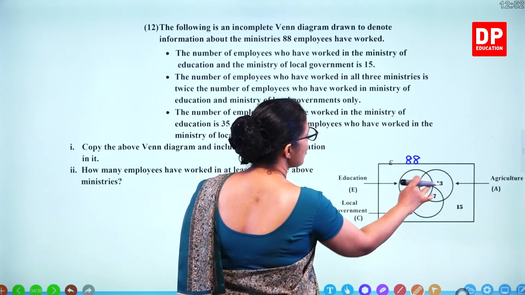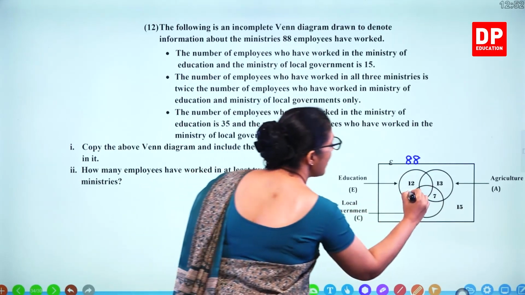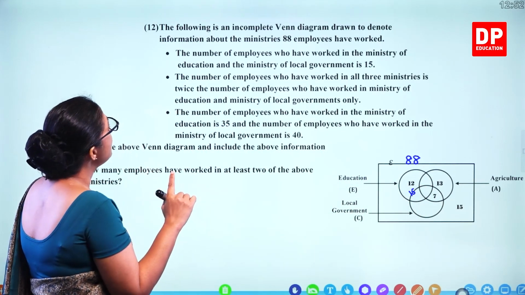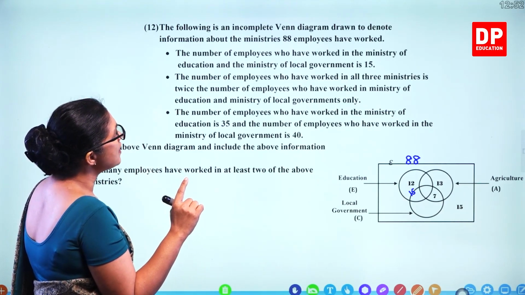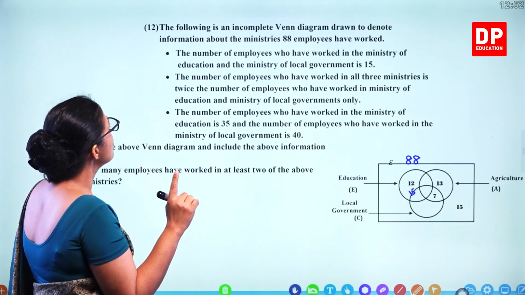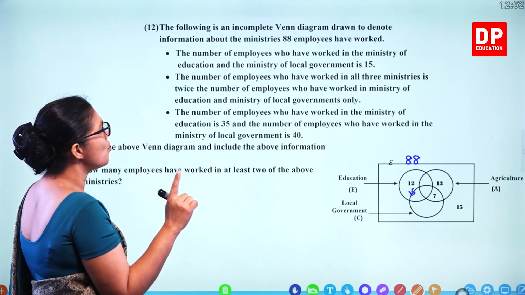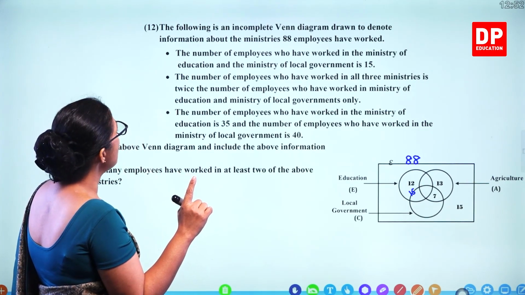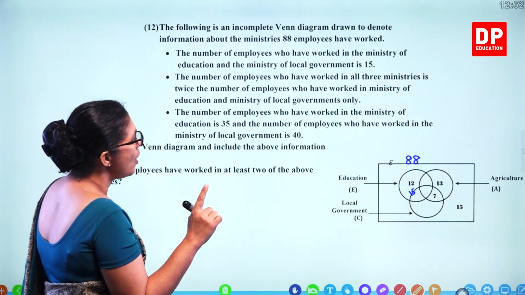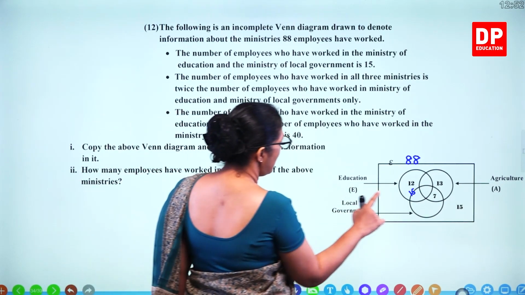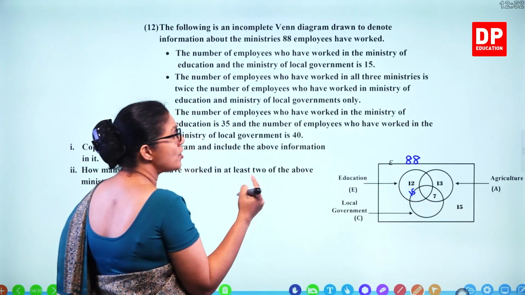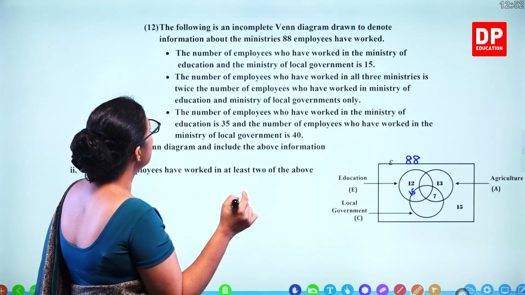So the intersection is 15. So we can write 15 on top of the line. The number of employees who have worked in all 3 ministries is twice the number of employees who have worked in Ministry of Education and Ministry of Local one. So 3 means all together that's 30.